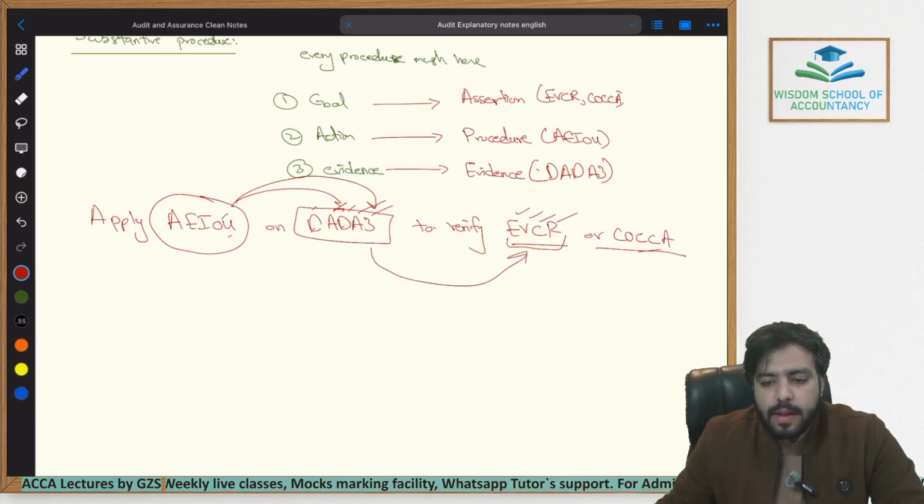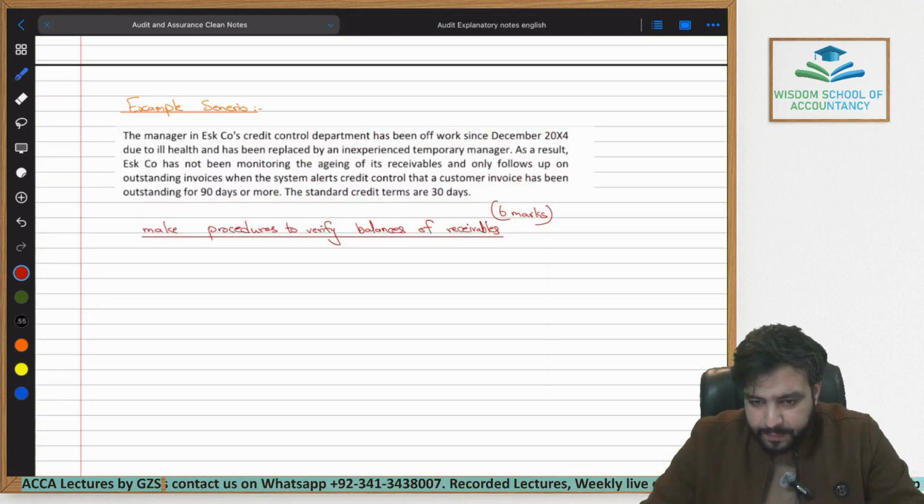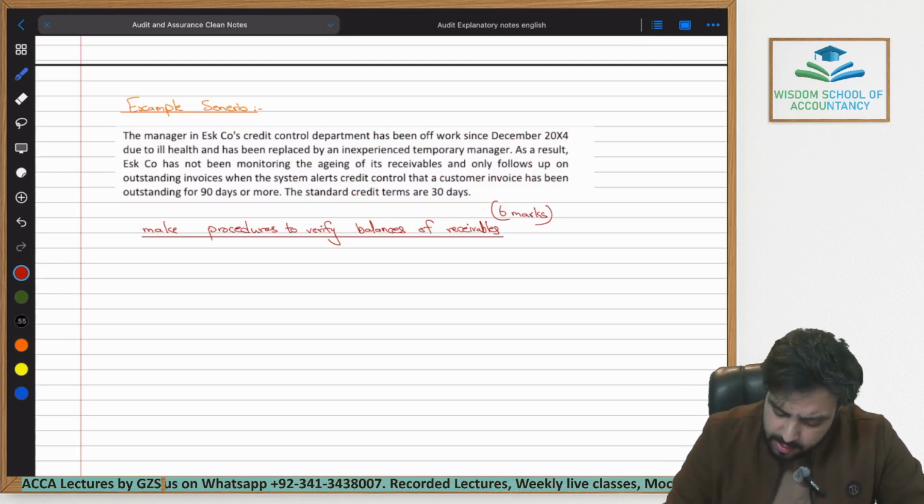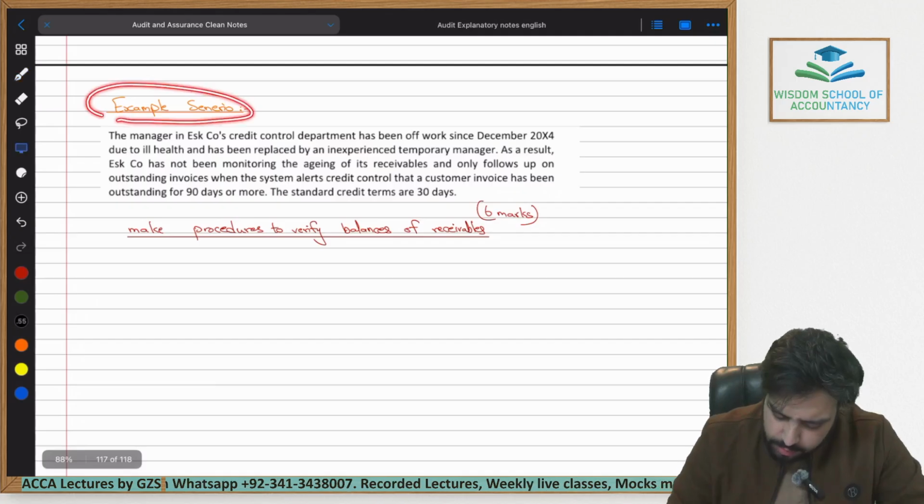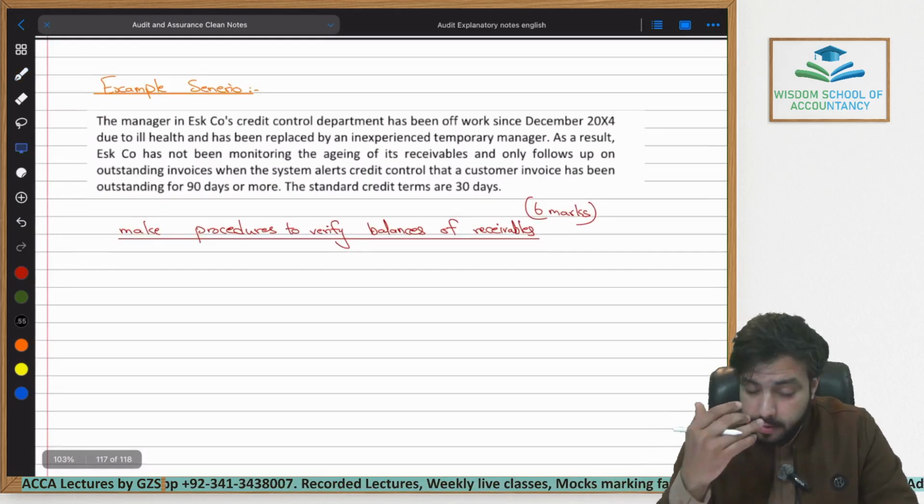Let's do an example and try to make some procedures on our own using this technique. This is an example scenario which I've copied and pasted from your Kaplan kit for you guys, and we are going to make different procedures for it.